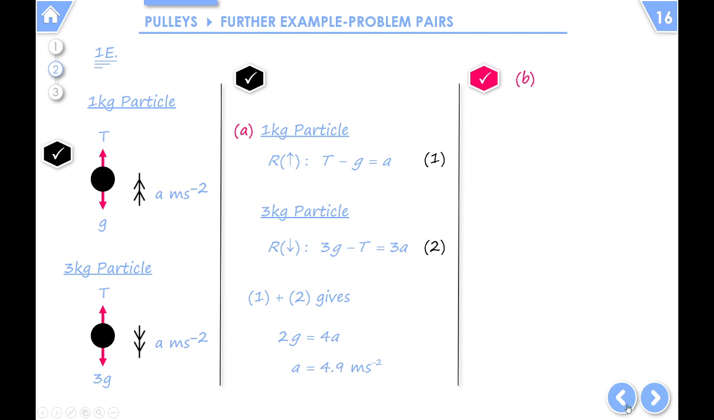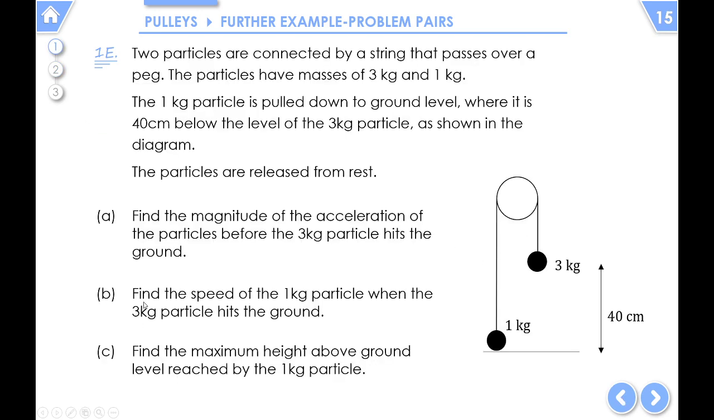Okay, next up, part B then. Let's just go back and look at the question. Find the speed of the 1 kilogram particle when the 3 kilogram particle hits the ground. So something to consider here is because this string is inextensible, the speed that the particles are at will be the same. So the speed of the 1 kilogram particle is the same thing as working out the speed of the 3 kilogram particle.